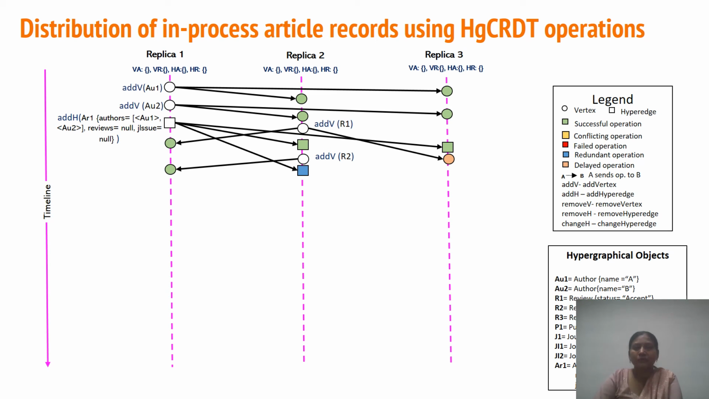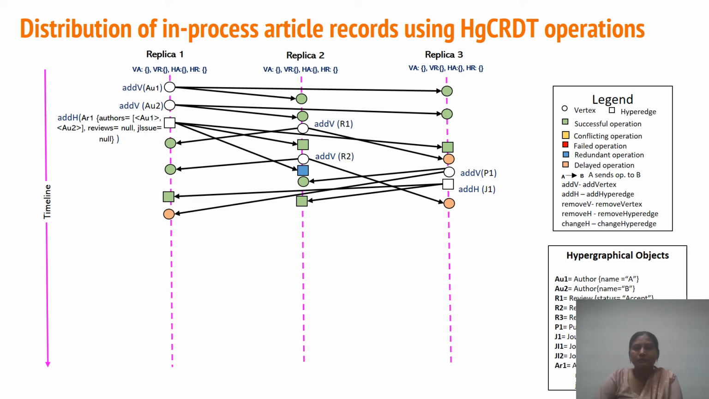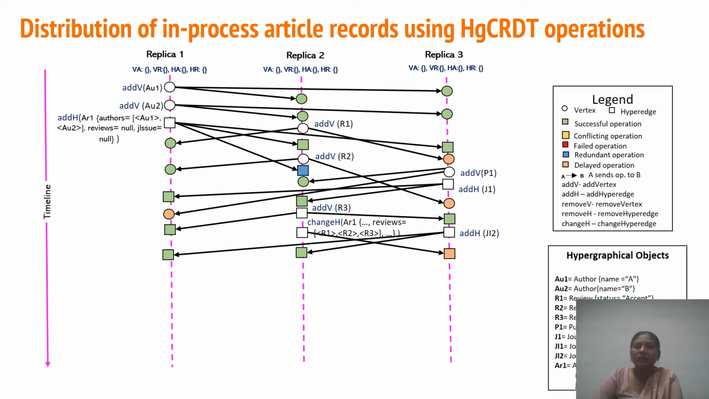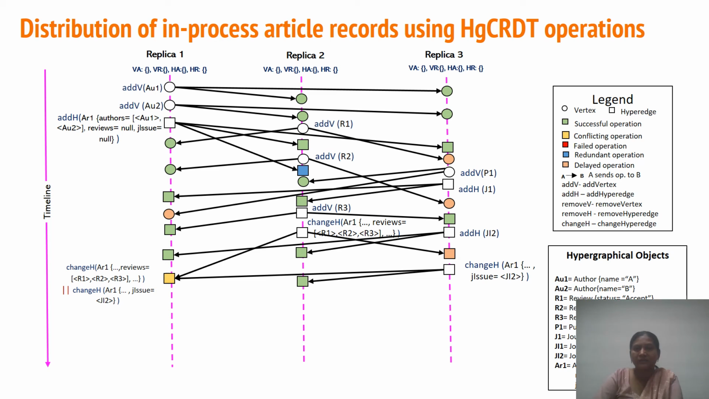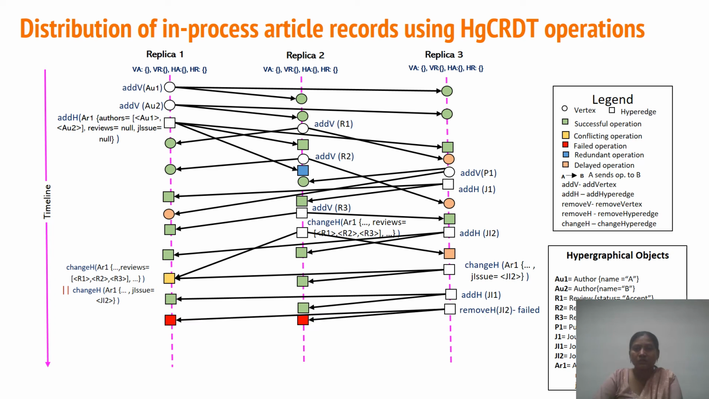Now, going further, replica 3 adds a vertex for the publisher and 2 hyperedges for the journal and an issue. Now, adding the set of reviewers and journal issue at the respective replica requires modifying the article hyperedge. Note that the sharing of the change operation of both the replicas leads to the concurrent arrival at replica 1. This issue is resolved according to the causal order of delivery and reflects both the changes in the article.